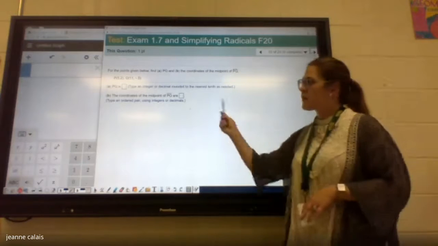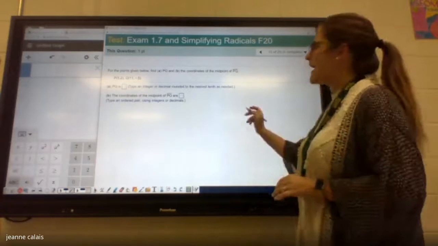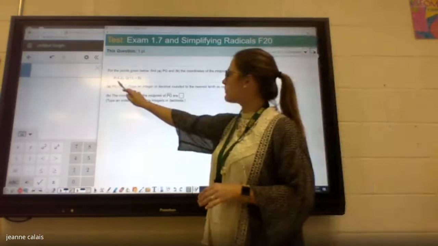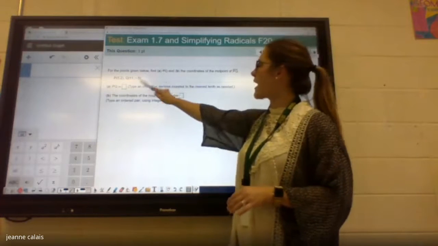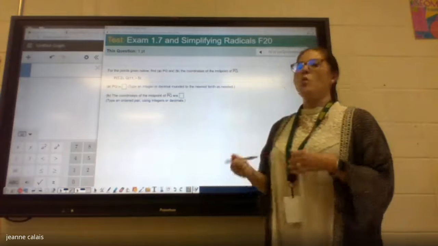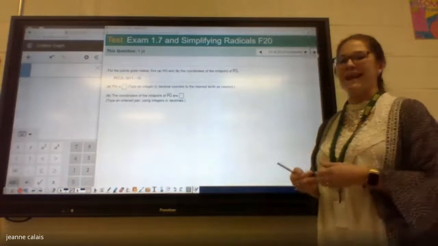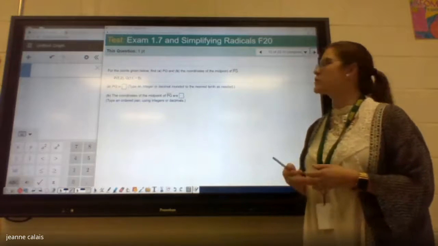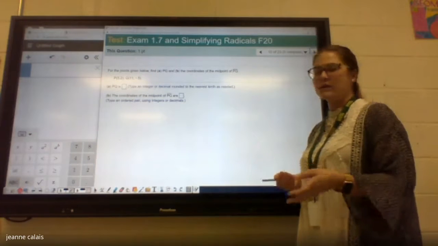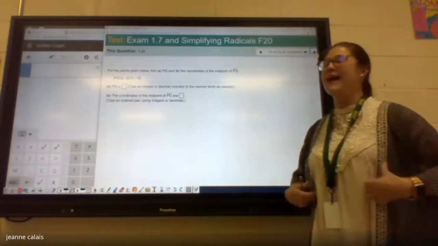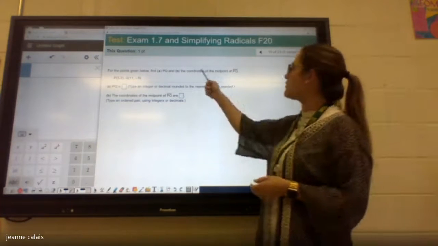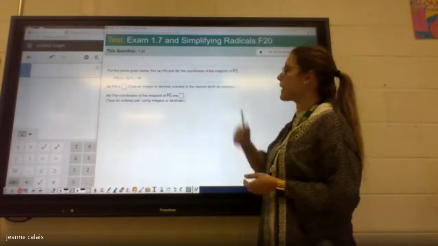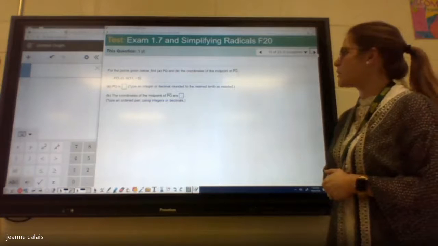Okay, so for this particular problem, it says for the endpoints below, find, for part A, PQ. Well, what that is saying is you're finding the length of PQ. Okay, that's what you're asked to find. We talked about that in the lesson. The length is the distance. Okay, that's what you're finding. And then you find the midpoint coordinate for PQ.